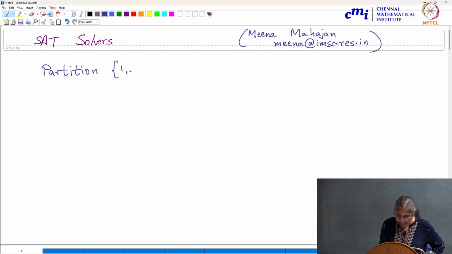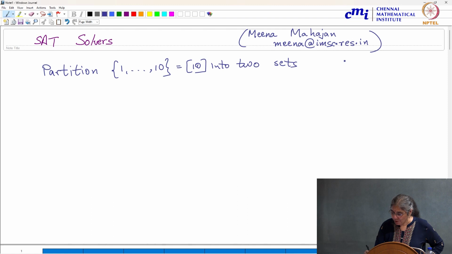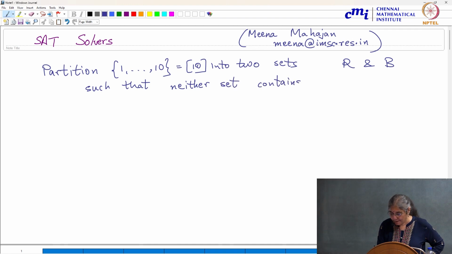Partition the set of numbers 1 to, let's say, 10. Let's denote this in this way. Partition this into two sets. Let's call the two sets red and blue, such that neither of these two sets contains what we are going to call a Pythagorean triple.